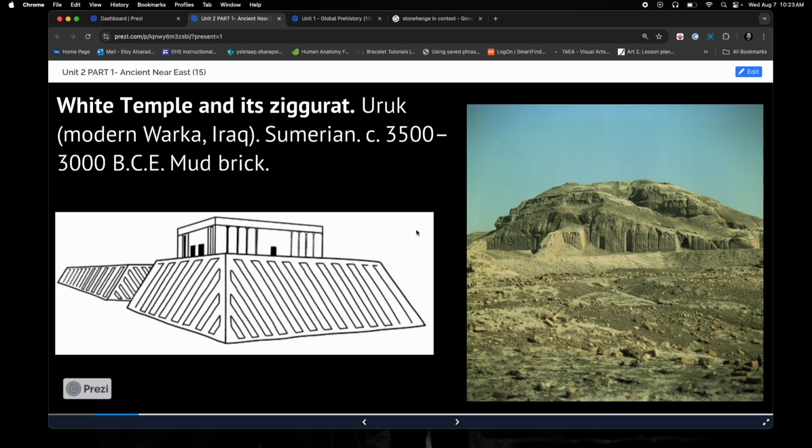So we have these ziggurats, and then the temple is placed on top of the ziggurat. So it's on top of a platform. Now, it's impossible for you to just know this, but why do you think that they did that? Why place the temple on top of a huge platform?